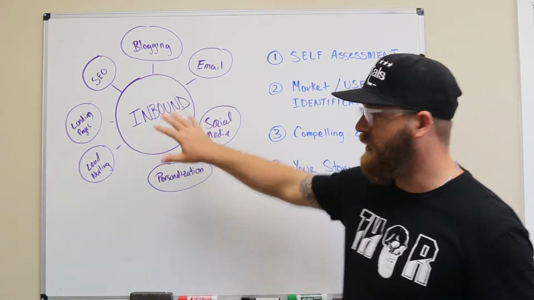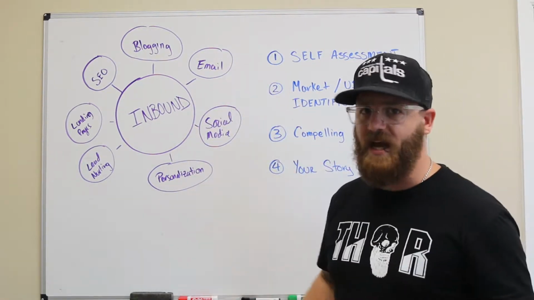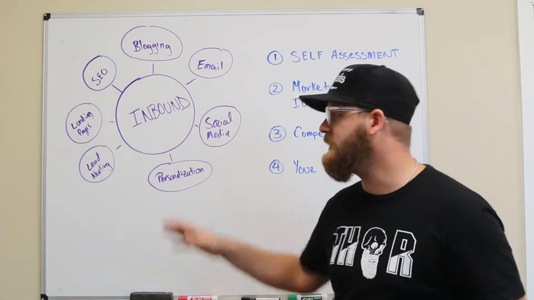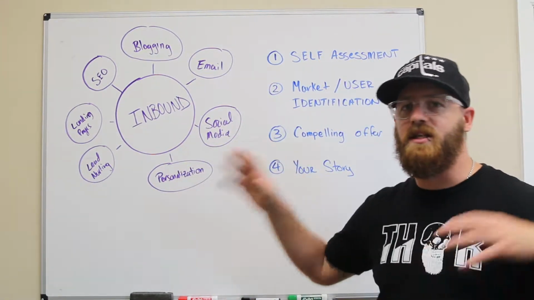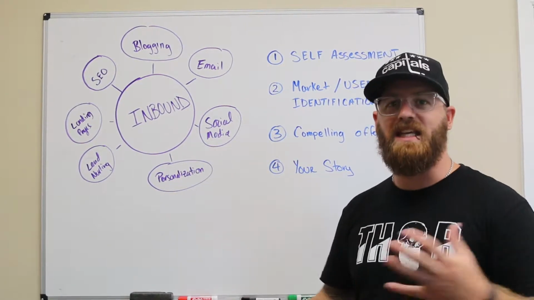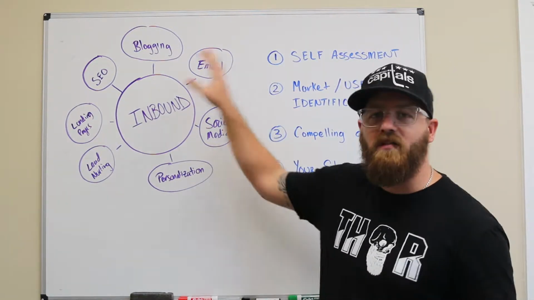Now, inbound marketing has become known with these types of tactics: SEO, blogging, email, social media, personalization, lead nurturing, landing pages, things of that nature. These are all types of ways to attract people and engage with people on a more one-to-one level. Now, like I said, all of these are tactics.